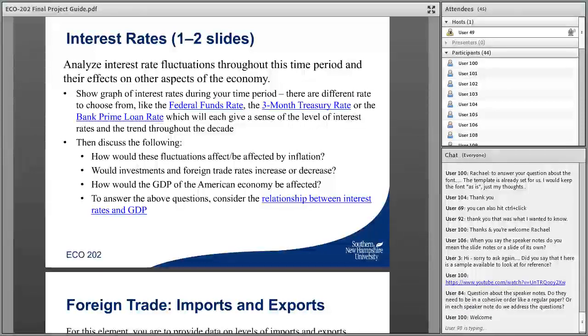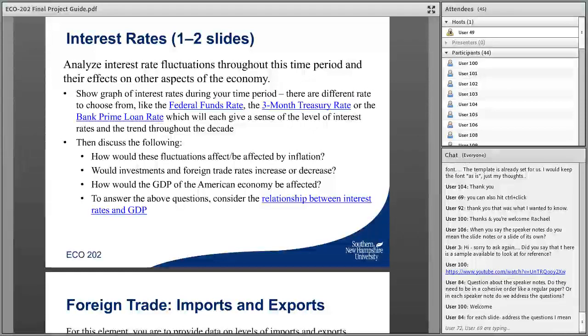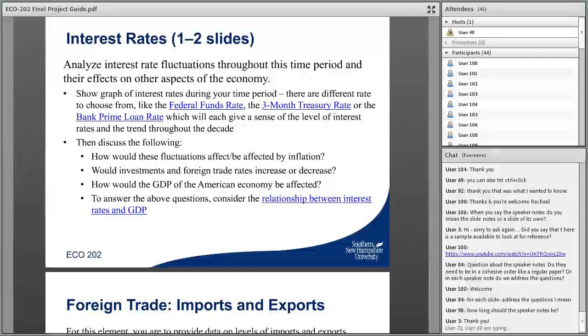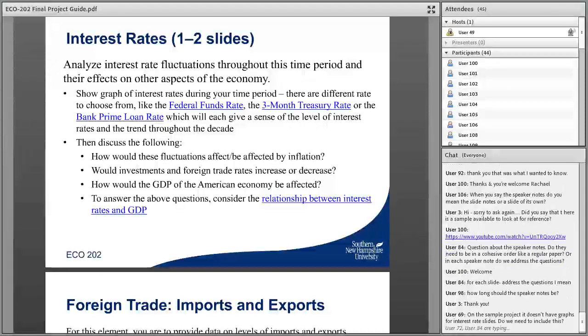And there's the thank you, Crystal. Did you say that there is a sample available to look at for reference? Yes, Kayla, there should be a sample PowerPoint in the final project supplemental resources in the course. Yes, Nicole, the speaker notes need to be in a cohesive order like a regular paper. So no, it wouldn't be a question answer format. You answer the questions, but you answer in a paragraph, basically.